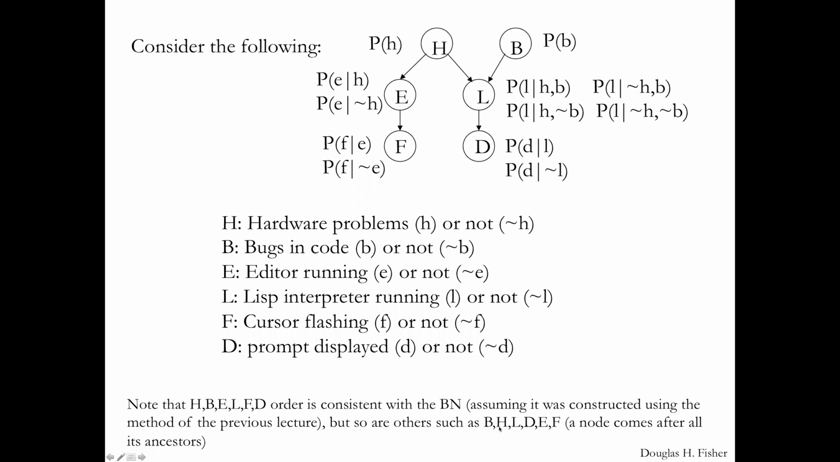But it alternatively could have followed from this ordering. In fact, it could have followed from yet a third ordering, H, E, F, B, L, D. So long as a node comes after all of its ancestors in the ordering, it's potentially consistent with that ordering.